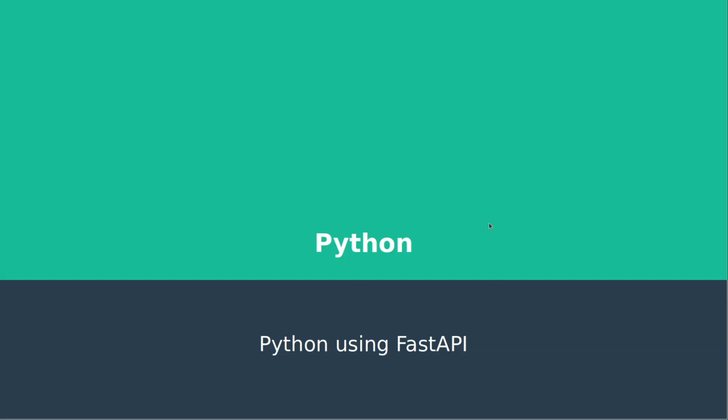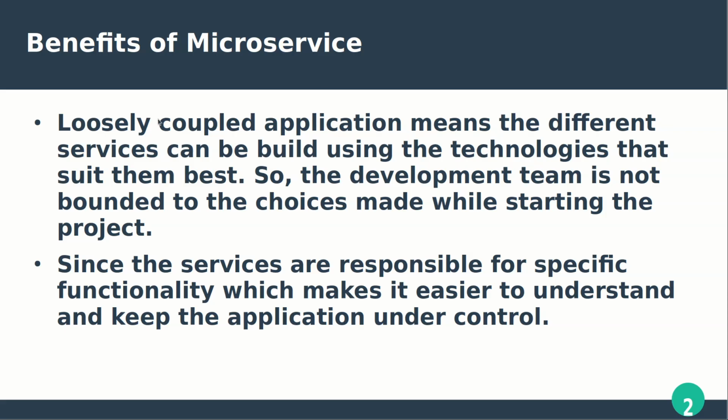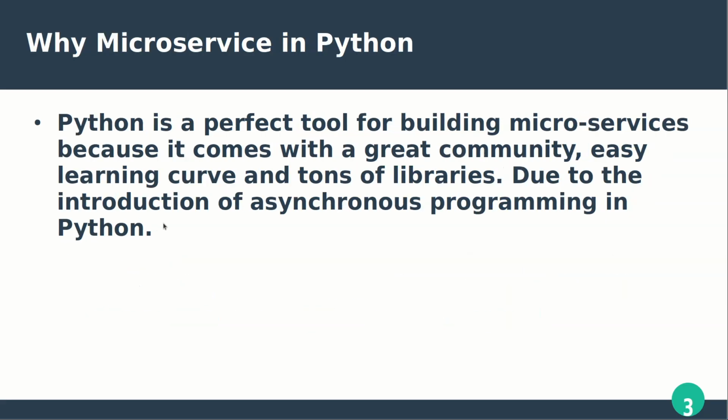Python using FastAPI. Benefit of microservice: loosely coupled application. This means one module is not dependent on another module. Each and every module is independent of each other. This is very helpful for testing purposes. Loosely coupled application means the different services can be built using the technologies that suit them best. So the development team is not bound to the choice made while starting the project. Since the services are responsible for specific functionality, it is easier to understand and keep the application under control.